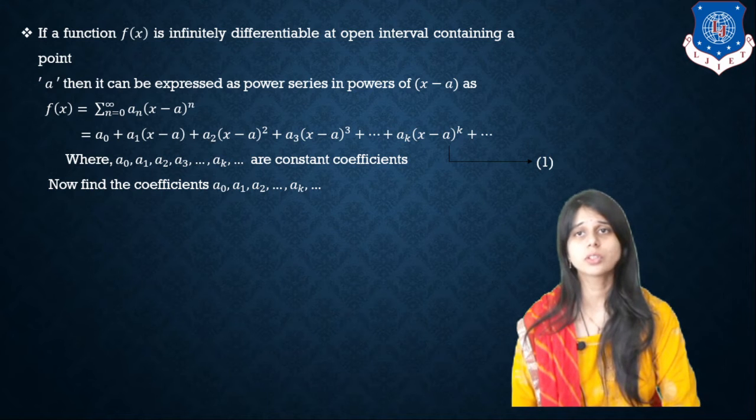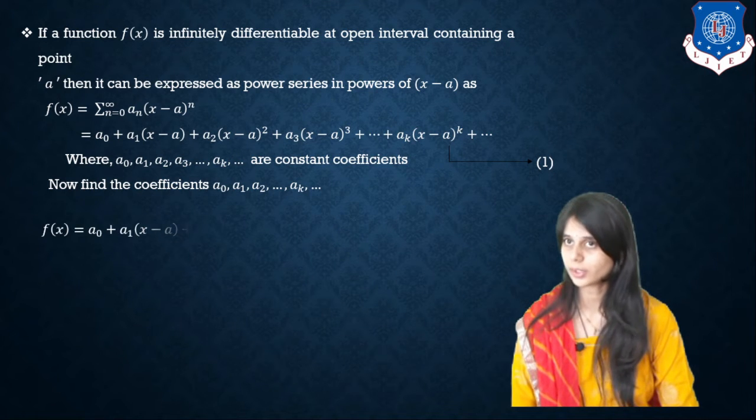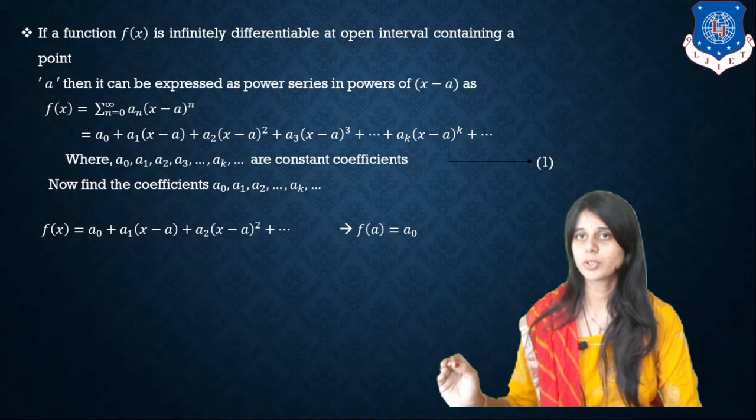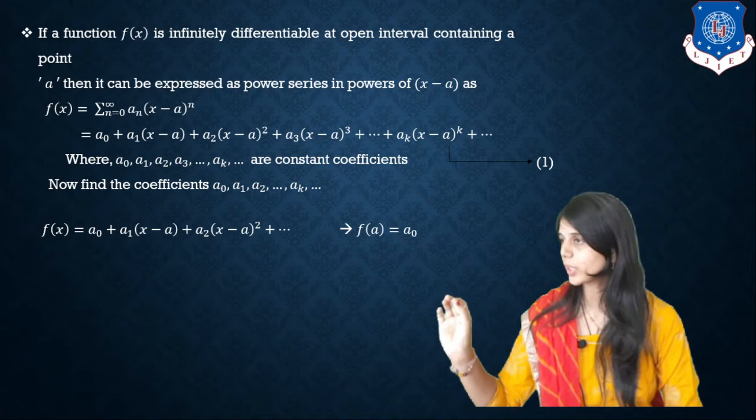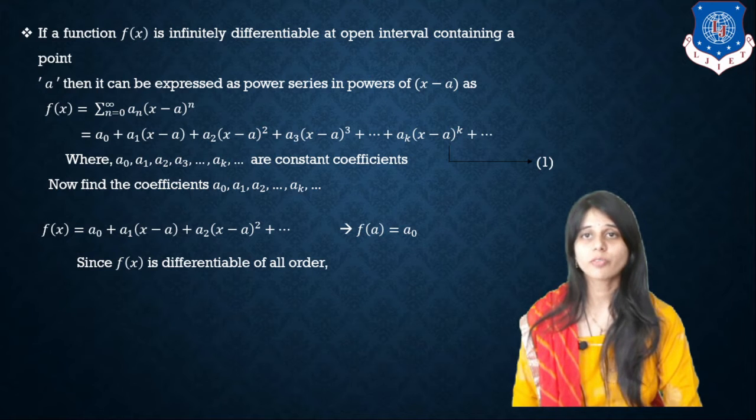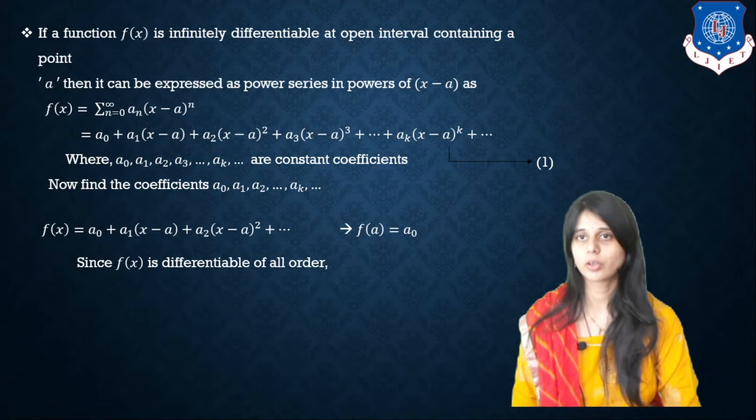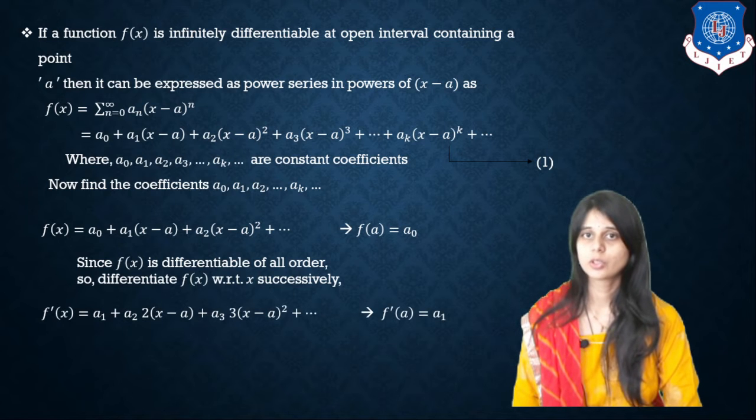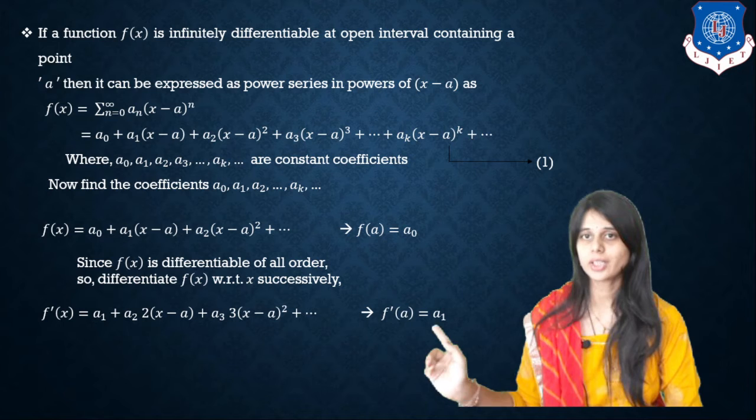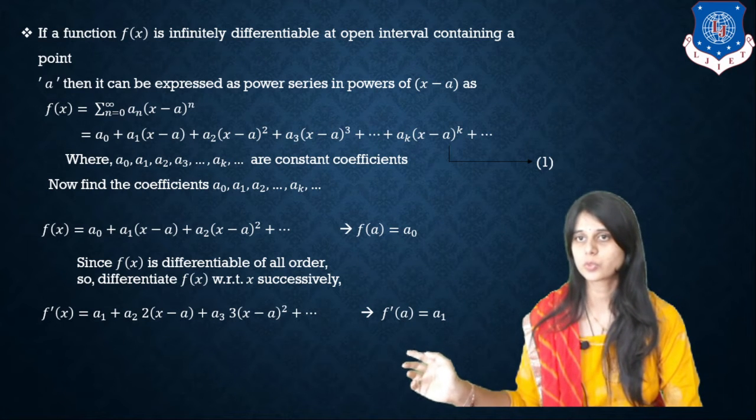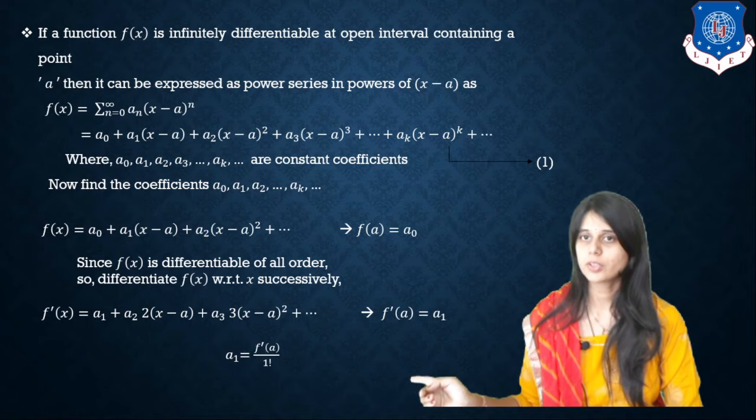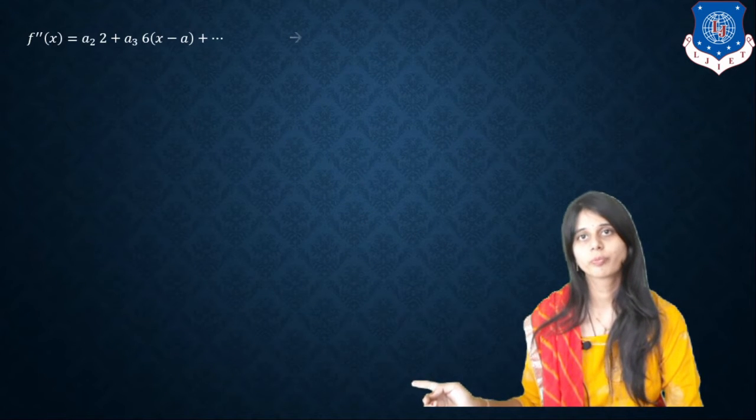Now find the coefficients a0, a1, a2 and so on. Taking f of x as a0 plus a1 (x minus a) plus a2 (x minus a) whole square, then f of a equals a0. Since f of x is differentiable to all orders, we differentiate f of x with respect to x successively. We get f dash x equals a1 plus 2 a2 (x minus a) plus 3 a3 (x minus a) whole square, and f dash a equals a1. So a1 equals f dash a upon 1 factorial.